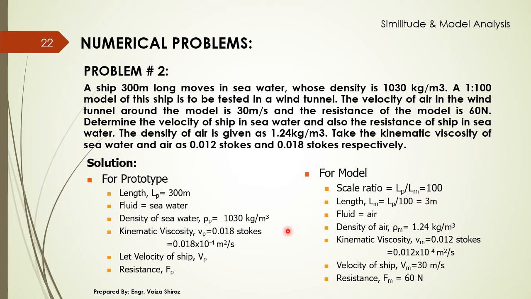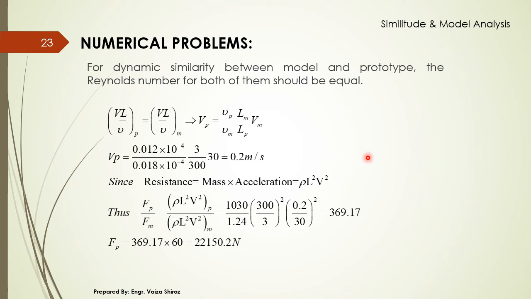Rest of the data is also given, and we have to calculate the velocity of the ship in the prototype and resistance in the prototype. So these are the two factors which we have to calculate, and we will simply apply the dynamic similarity law by the Reynolds model law, and we will simplify the equation for Vp.